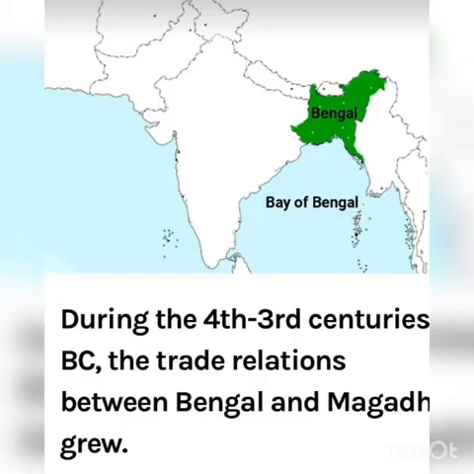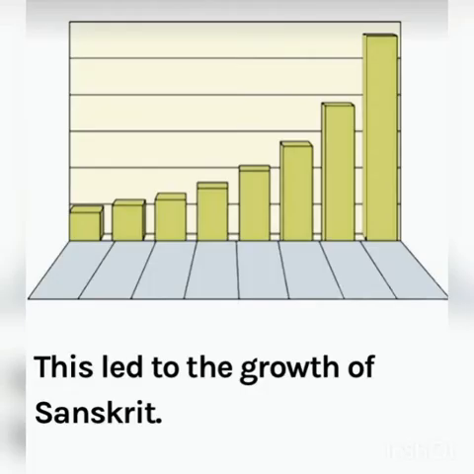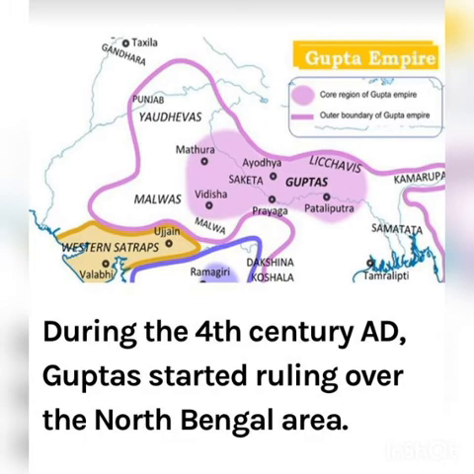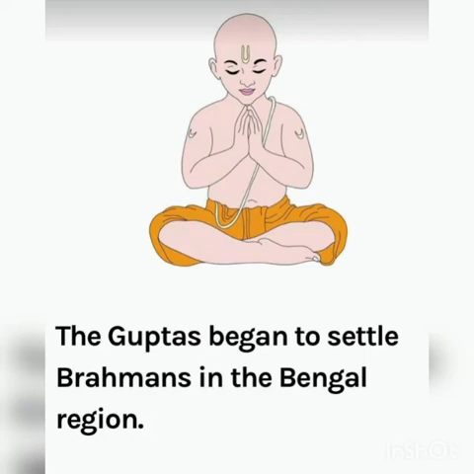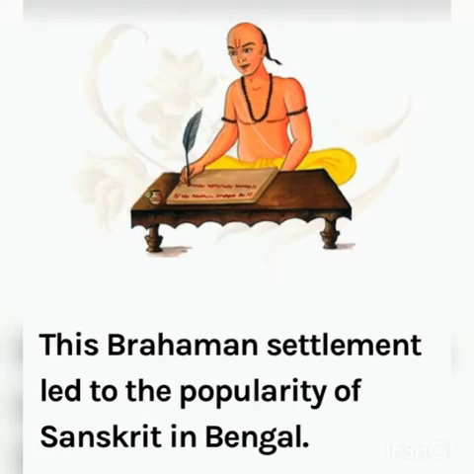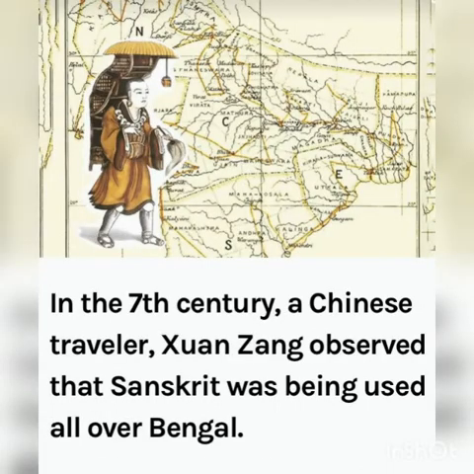During the 4th and 3rd centuries BC, the trade relations between Bengal and Magadha grew. This led to the growth of Sanskrit. During the 4th century AD, the Guptas started ruling over the North Bengal area. The Guptas began to settle Brahmins in the Bengal region. This Brahmin settlement led to the popularity of Sanskrit in Bengal. In the 7th century, a Chinese traveler, Xuanzang, observed that Sanskrit was being used all over Bengal.